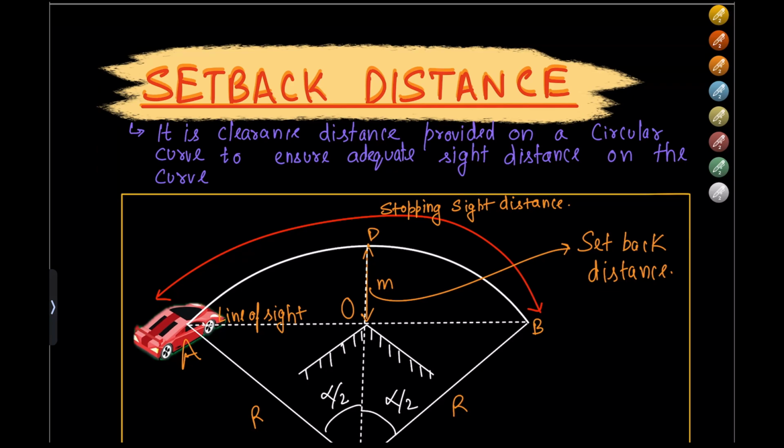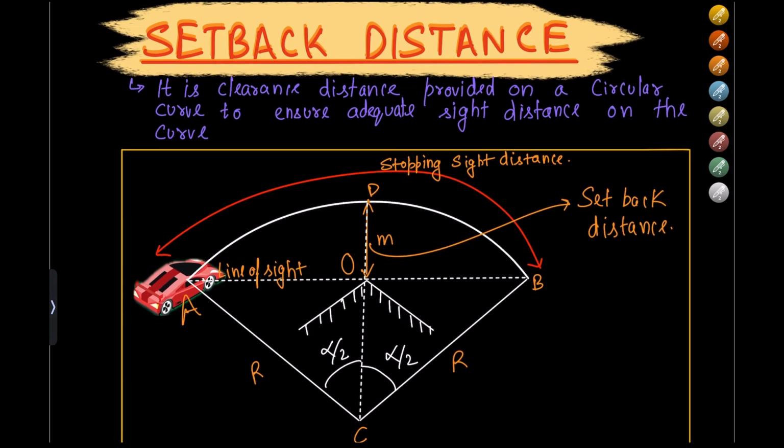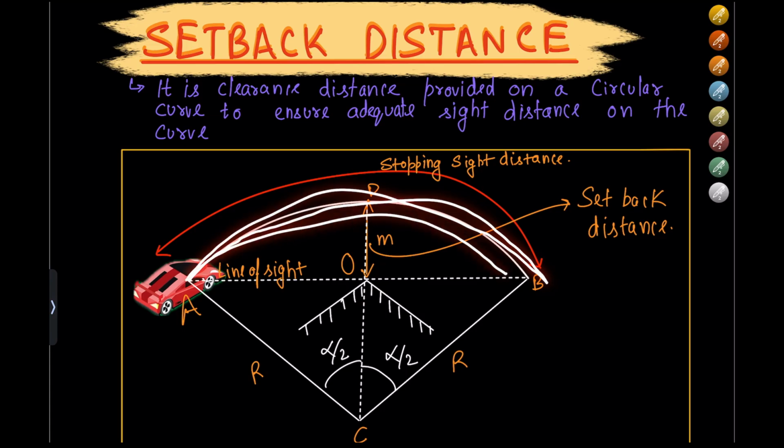Hello, welcome everybody. So today we are having a look at the topic setback distance. It is a clearance distance provided on a circular curve to ensure that adequate sight distance on the curve is available. Now what does this mean? Whenever a vehicle is moving on a curve, this is the path that the vehicle is going to follow.